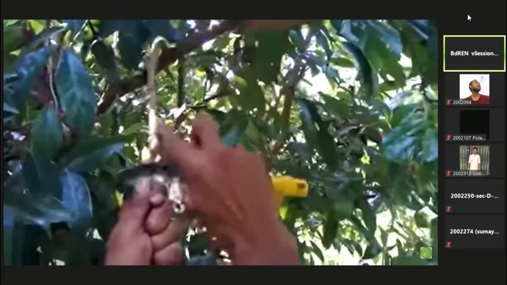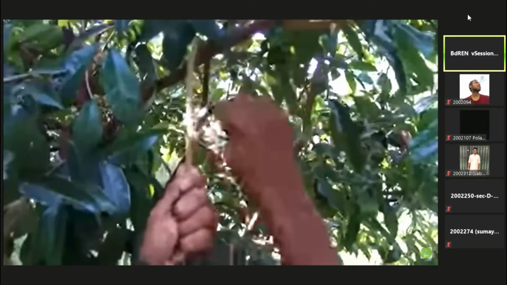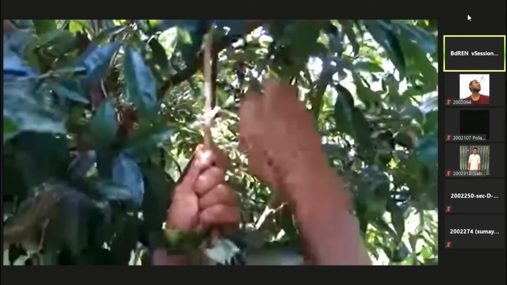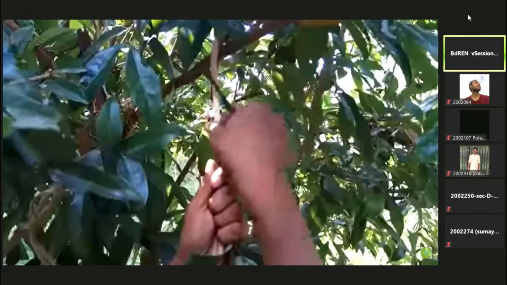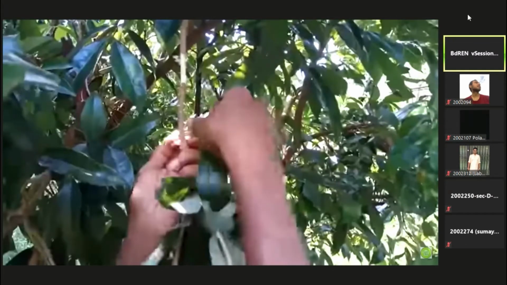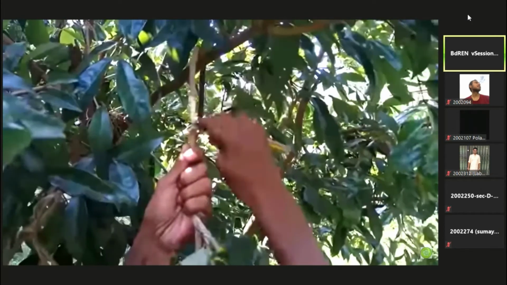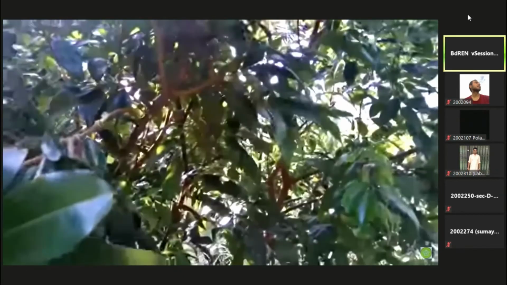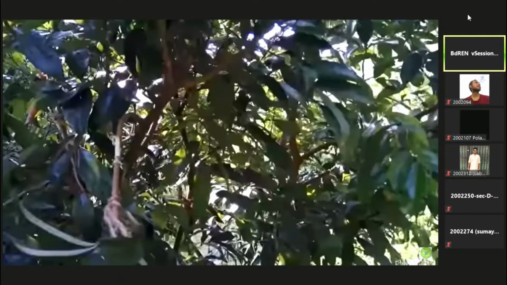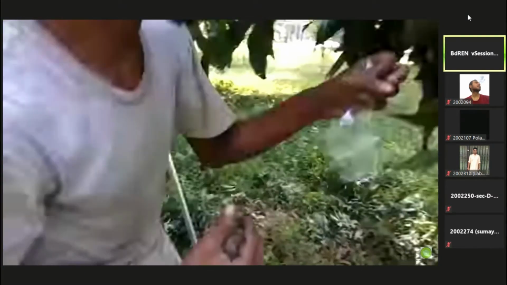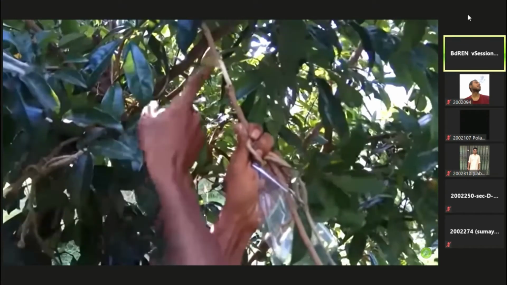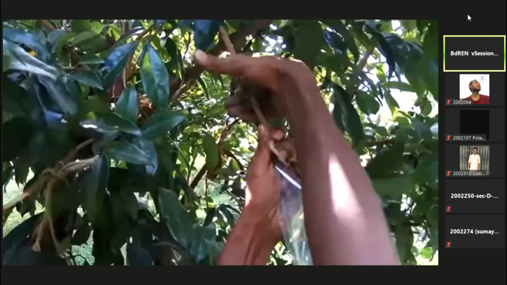Yes, you will do. All of you will do. This is now, see, he is stripping off the cambium. After removing the bark, he is stripping off the cambium. And now see what he is doing. He is showing that from the whole part, he will cover it with rooting media.